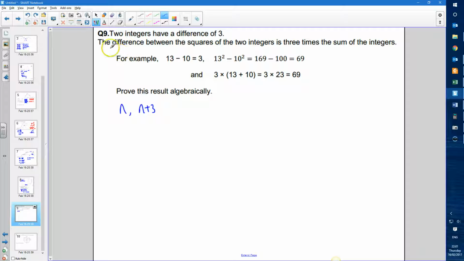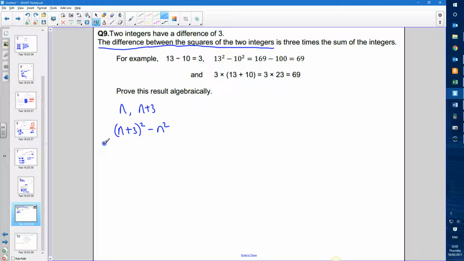Okay, so the difference between the squares of the two integers, well, let's just deal with that part of it first. The difference between the squares of the two integers will be n plus 3 squared take away n squared. So I'm taking the bigger of the integers squared and subtracting the smaller of the integers squared.